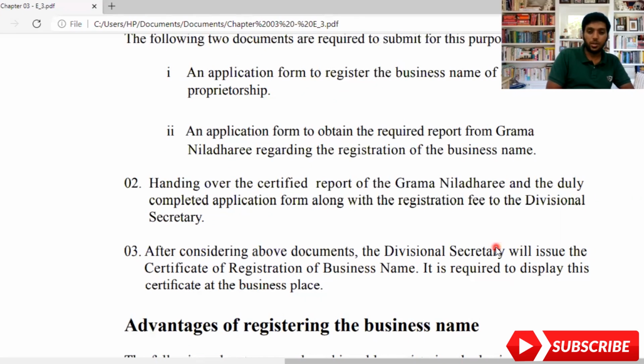It is required to display the certificate at the business. When you are running the business, if someone comes inside, you can show your business registration, showing that you are following all the protocols you need to follow.